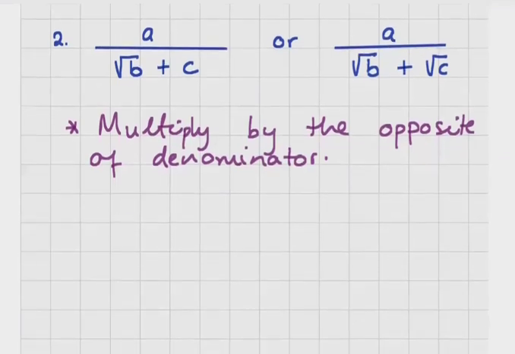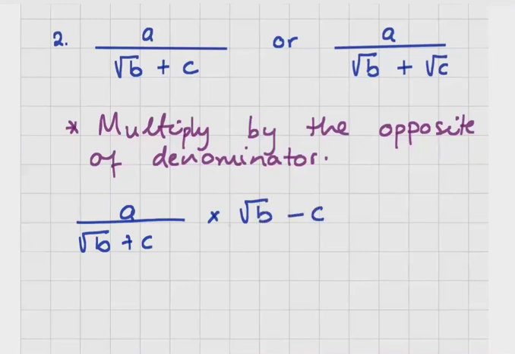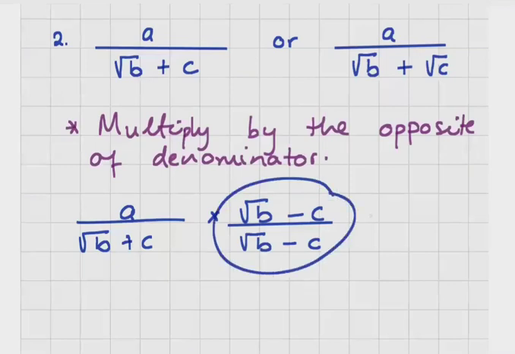Okay, so if I start with a divided by the square root of b plus c, to rationalize this we're going to multiply by root b minus c. The same thing in the denominator, you multiply by exactly the same thing. So effectively, we are still multiplying by 1. This is equivalent to 1 because it's the same number divided by the same number.